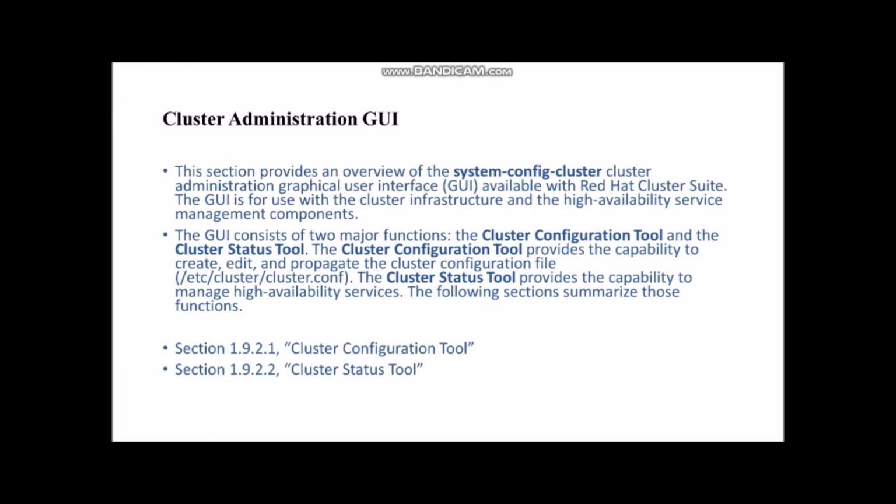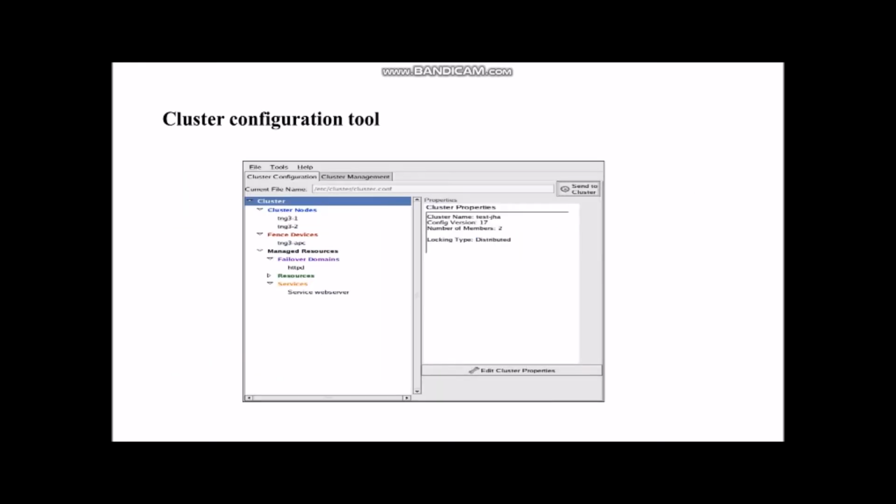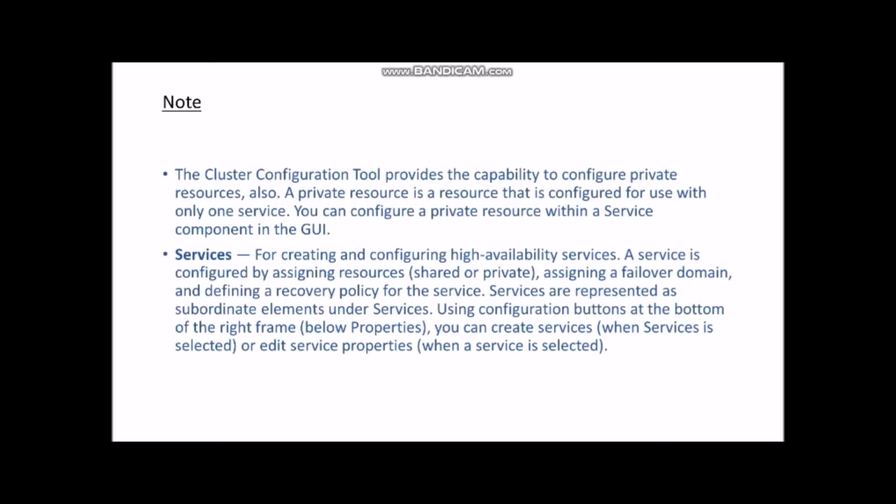Section 1.9.2.1, Cluster Configuration Tool. Section 1.9.2.2, Cluster Status Tool. This is the Cluster Configuration Tool. The Cluster Configuration Tool provides the capability to configure private resources. A private resource is a resource that is configured for use with only one service. You can configure a private resource within a Service component in the GUI.